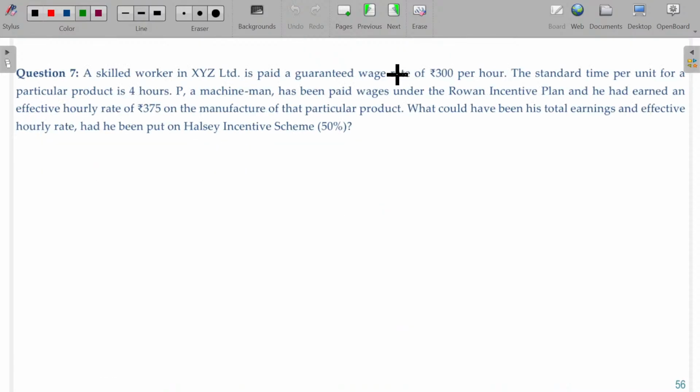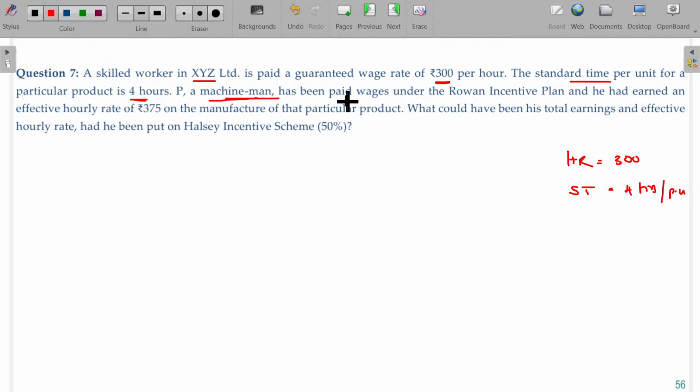Now, we'll move on to the next illustration, question number 7. A skilled worker in XYZ Limited is paid a guaranteed wage rate of ₹300 per hour, hourly rate being 300. The standard time per unit for the particular product is 4 hours. Standard time being 4 hours per unit.